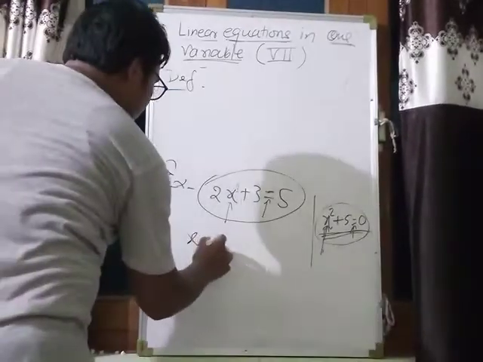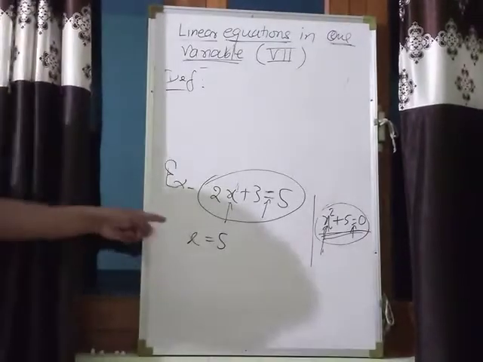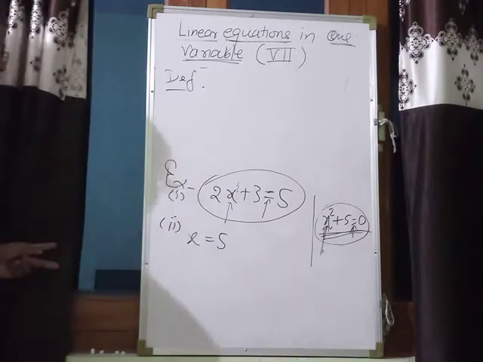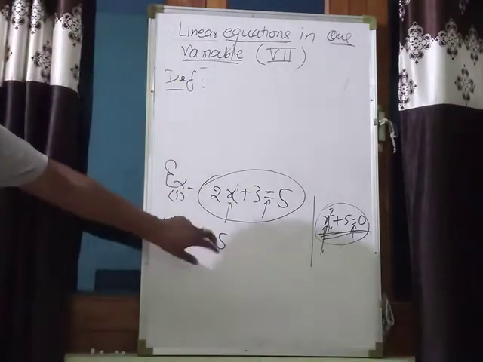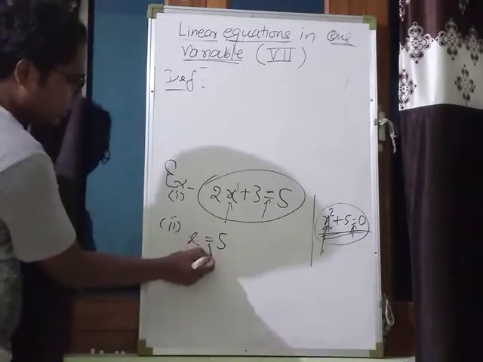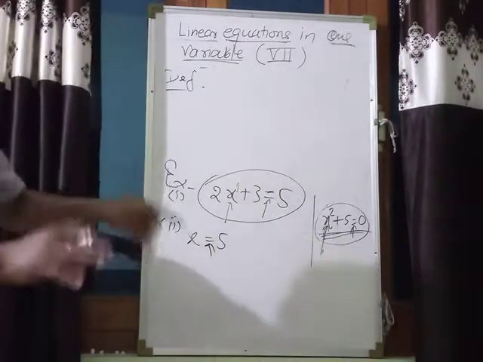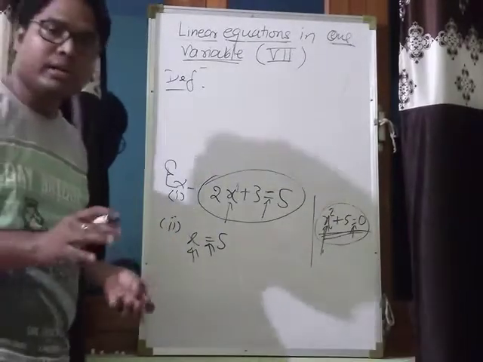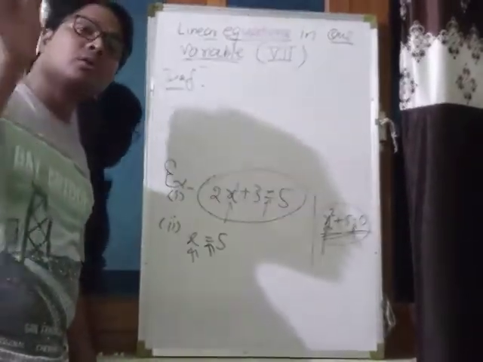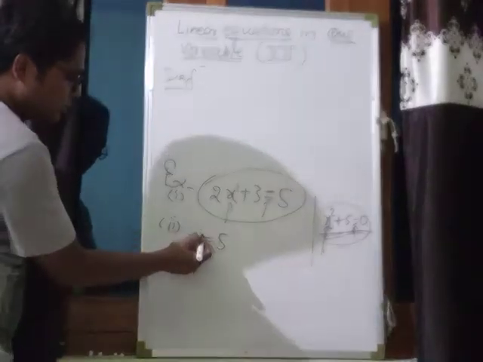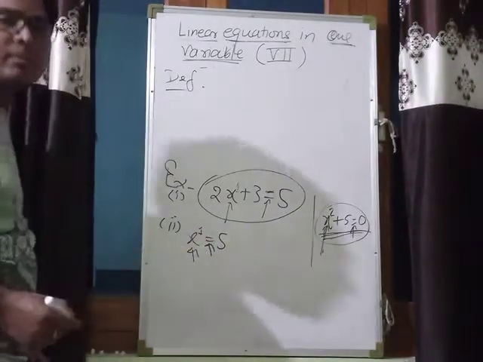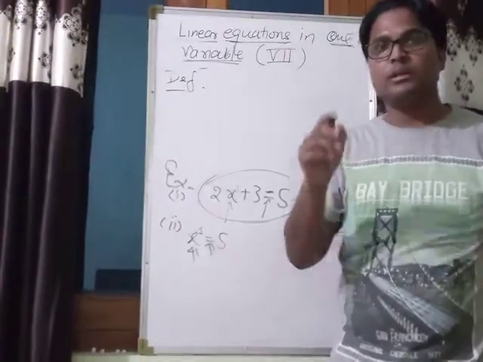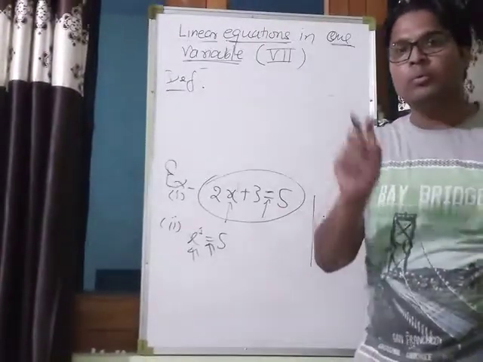That is x is equal to 5. You can see this is the first example, that is the second example. Here also equal is present there. That's why this is an equation. One variable x is present there. Okay, that's why this is an equation having one variable and highest power of the variable is 1. That's why this is a linear equation in one variable.